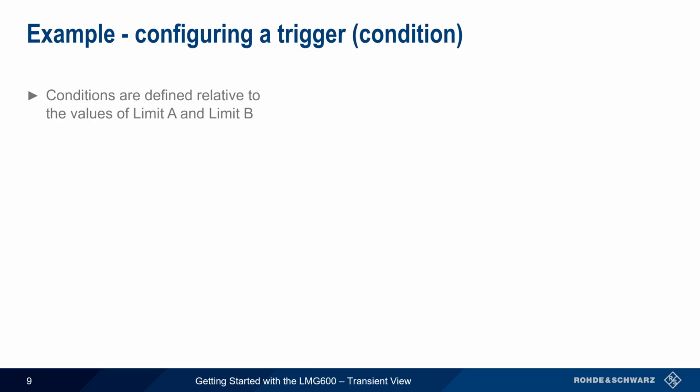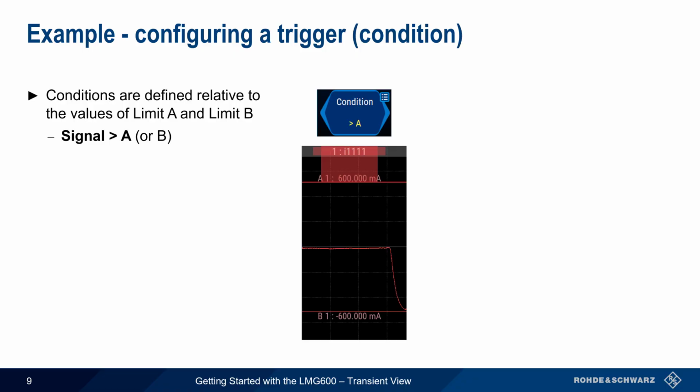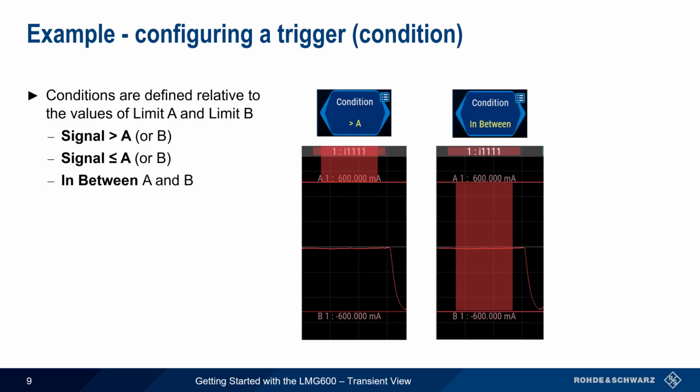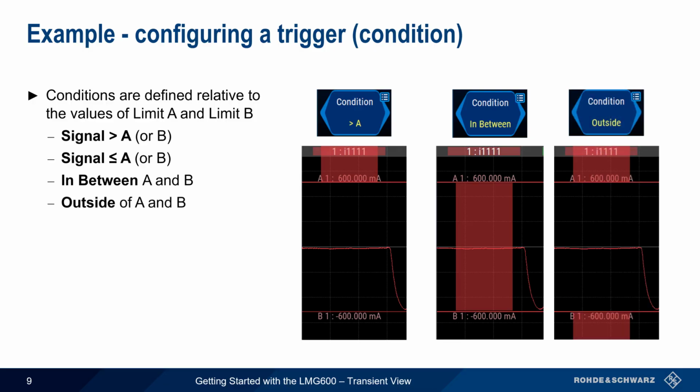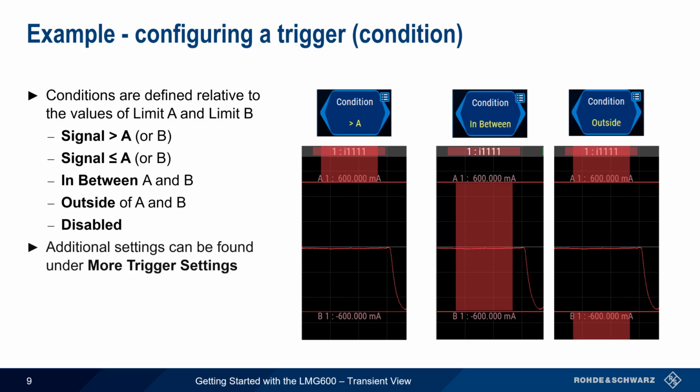Once limit values have been entered, the conditions relative to these limits must also be configured. One option is defining the trigger as being a value above a limit or below a limit. The trigger can also be defined as a value lying between these 2 limits, or as a value outside of this range. It's also possible to disable the limits when needed. The final group of configuration settings for trigger can be found under More Trigger Settings, which we'll look at next.